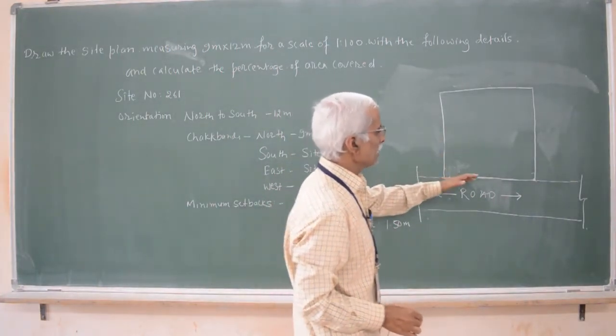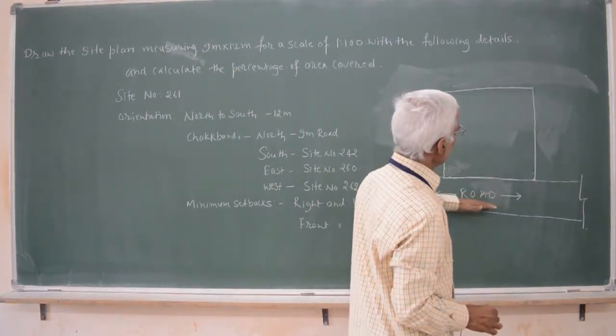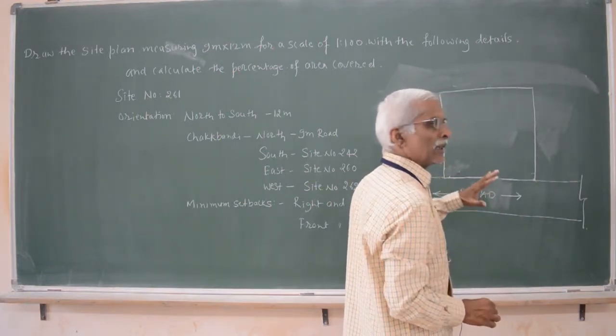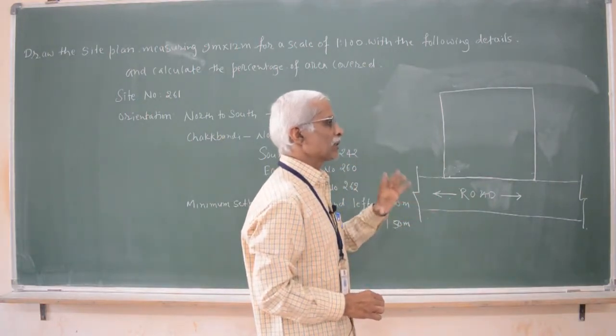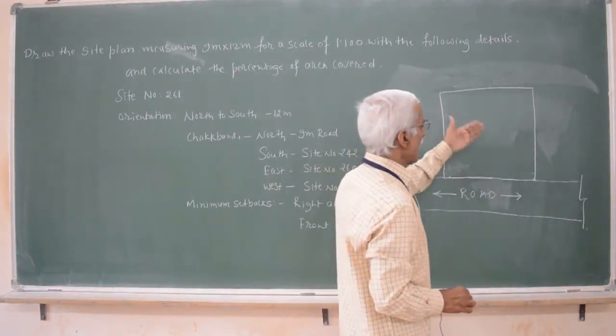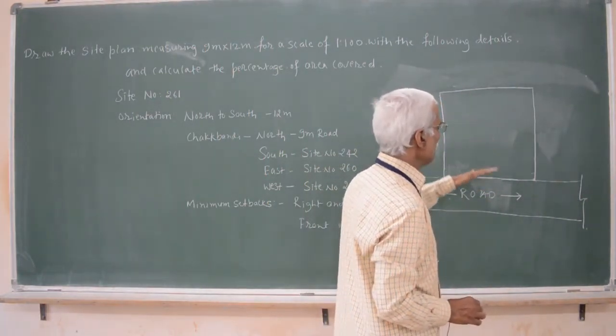In a site plan, the road should always be below the site. You have to show the road, even though the direction is either north, south, east, west, whatever the direction may be, the road should always be below the site.